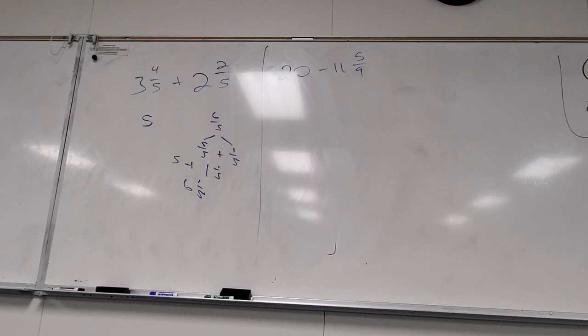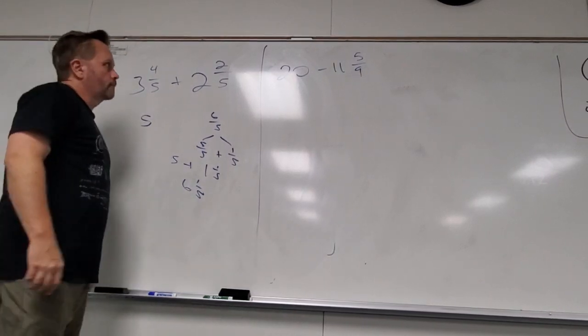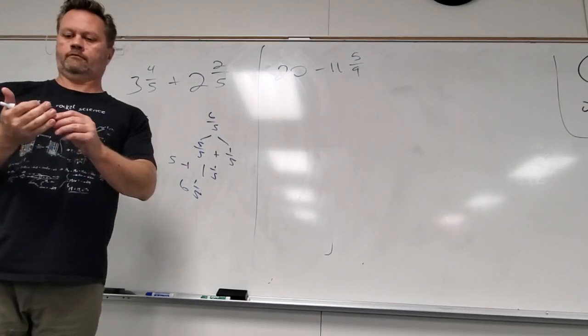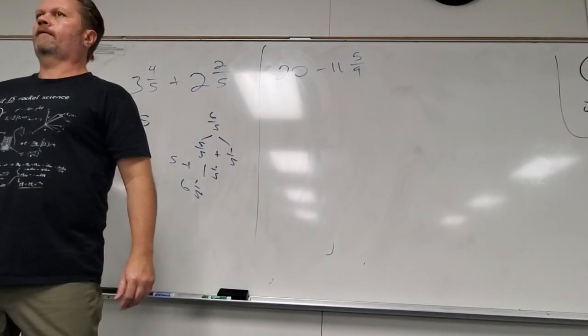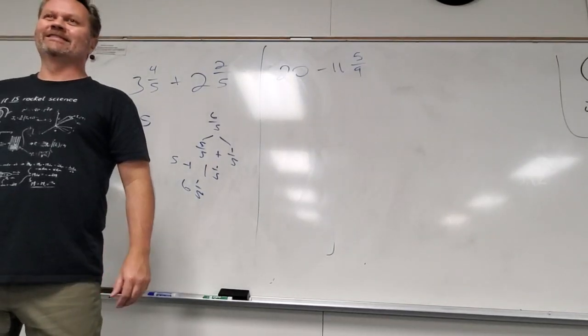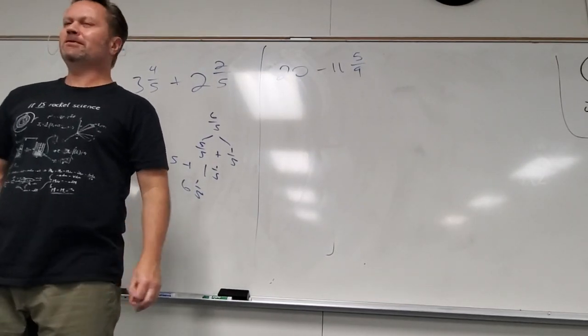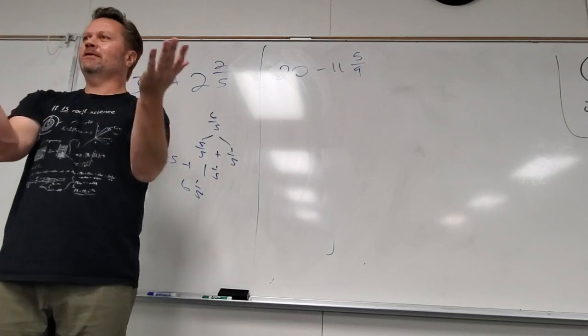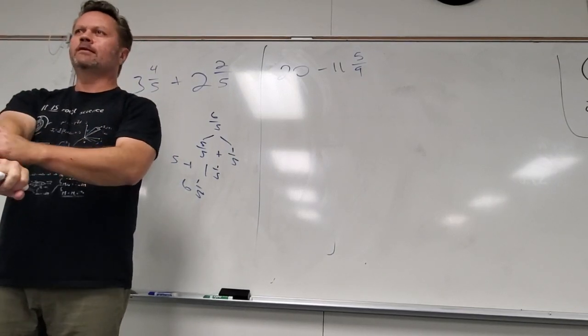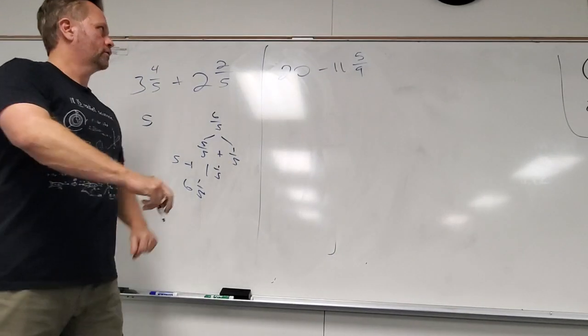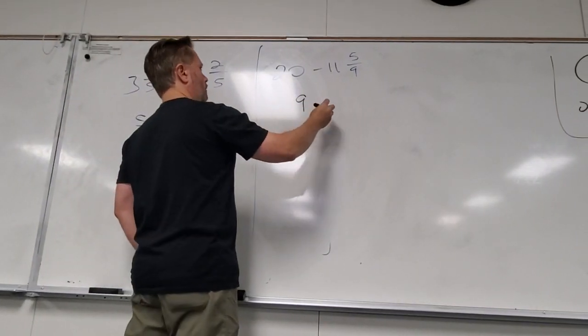All right, so who's got a couple of approaches? Give me one approach. Who's got something they've tried? You're all like, were we supposed to be doing something? Who tried something? What did you guys try? Anything? Yeah. 20 minus 11, and then you get 9. 9 minus 5 ninths.